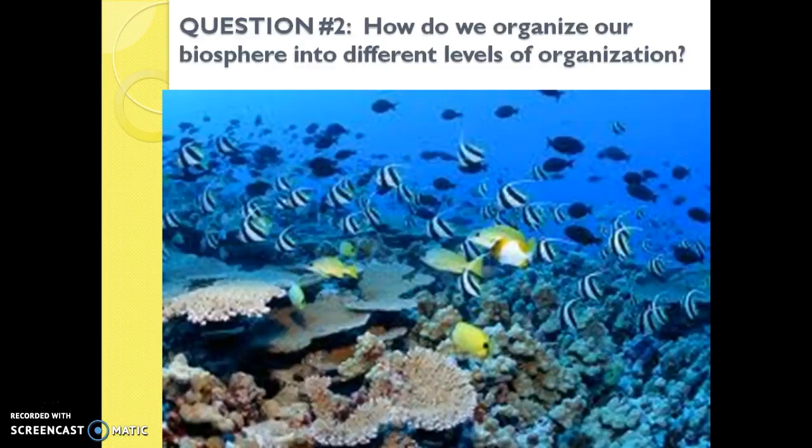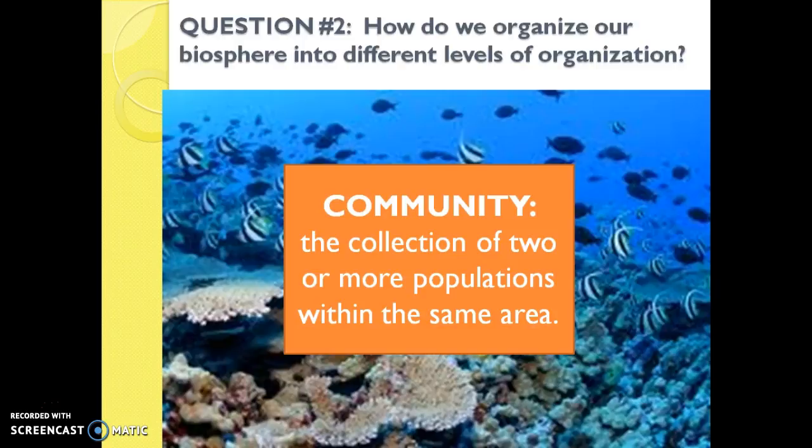Next, a community. So we can see that there are different species of fish living here, and there's coral and all these things. So all of them working together make a community. A community is a collection of two or more populations. So obviously if you only had one population, it would just be a population. So it is two or more populations within the same area.